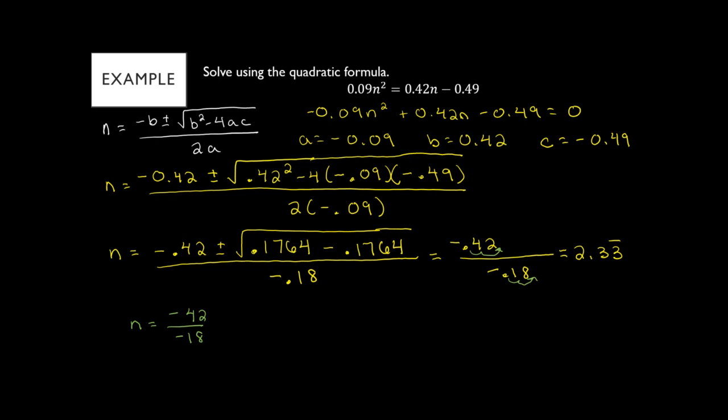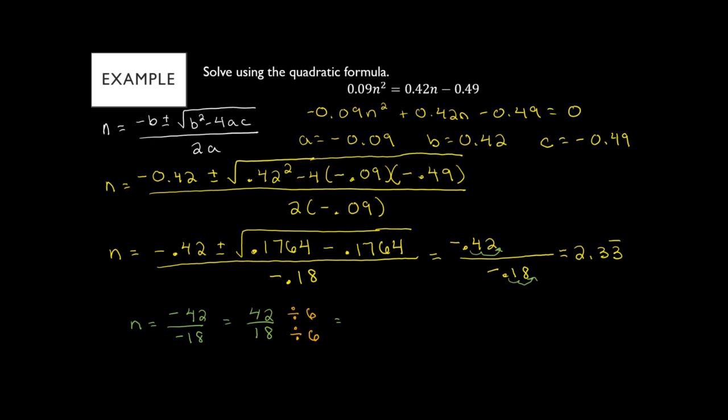So the negative divided by negative is a positive, so those cancel out. So it's just 42 over 18, and then we want to reduce our fractions. I can divide those by 3. Actually, I can divide by 6. 6 goes into 42. So that would be even bigger, so we'll do that.